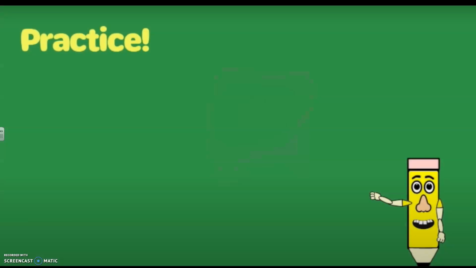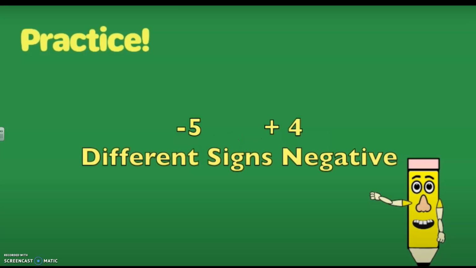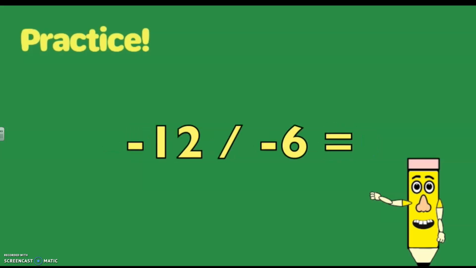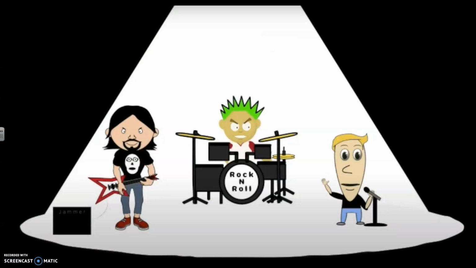Guitar solo. Practice a problem or two. Do it in your heads. What is the answer? 5 times -4, what do we do? We look at the signs, then we multiply. Since they are different, it will be negative. But what if I had negative by negative? Two negatives make a positive. Same signs positive. Sing along.